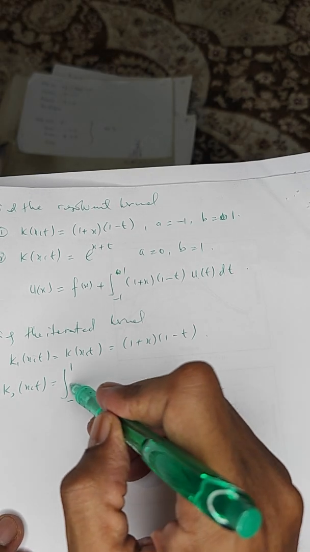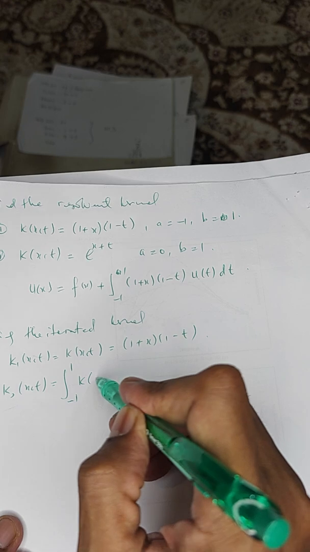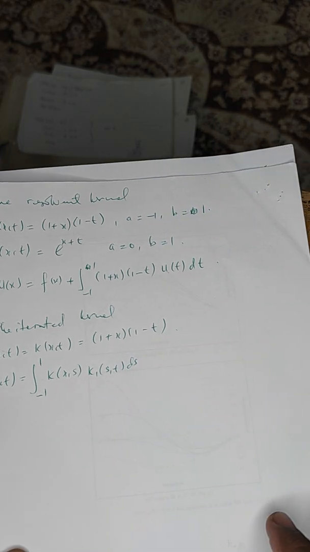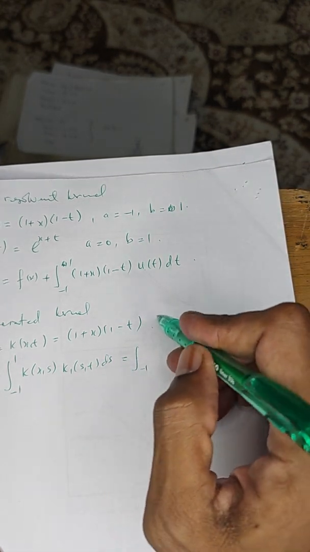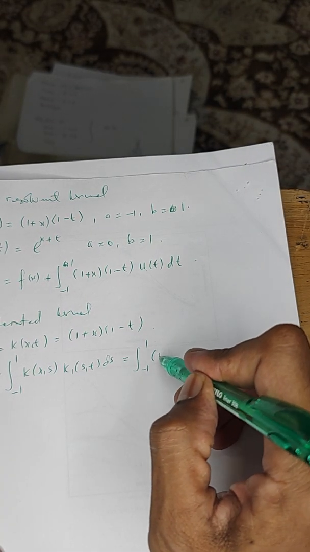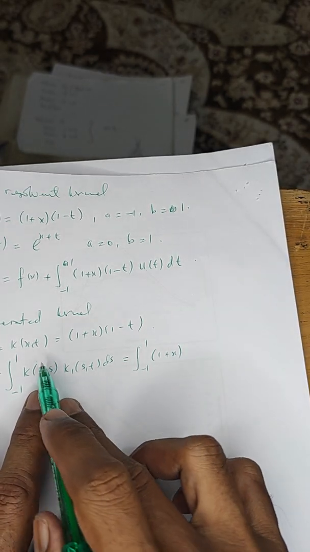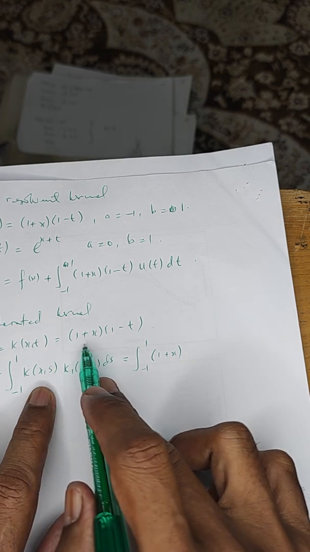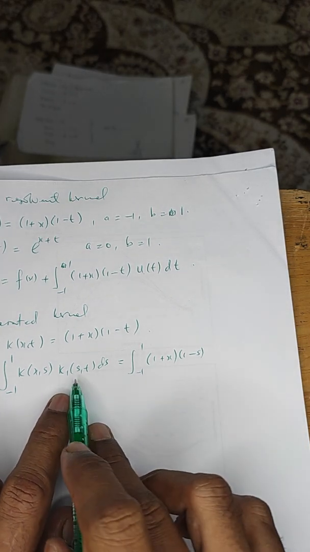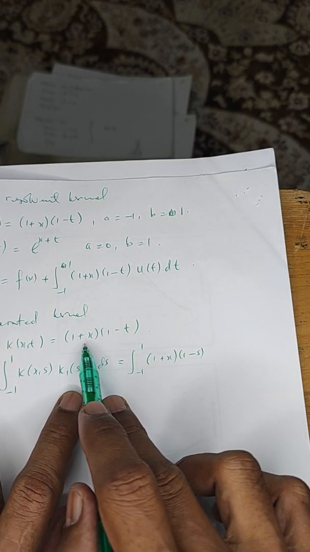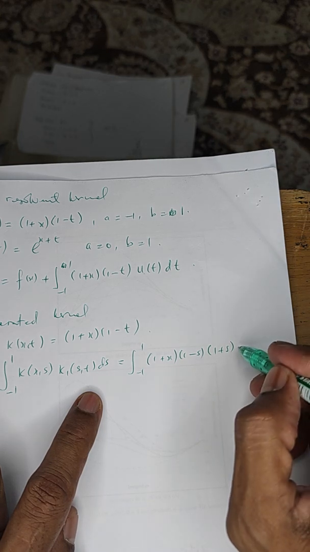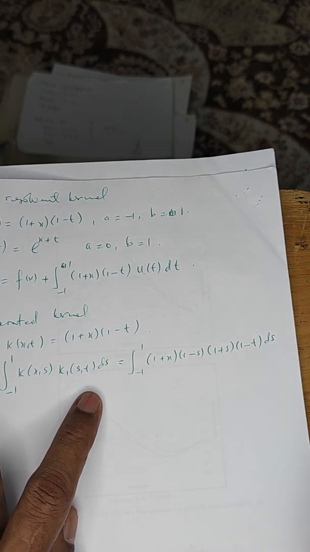Okay, so let's continue with that. K2 is given as integral of k(x,s) k1(s,t) ds. This is equal to integral from −1 to 1 of (1 + x)(1 − s), and then k1(s,t), k1(s,t) is that we have (1 + s)(1 − t) ds.